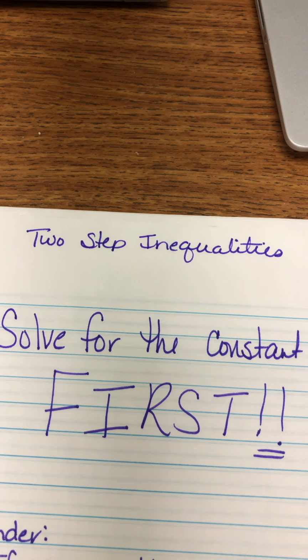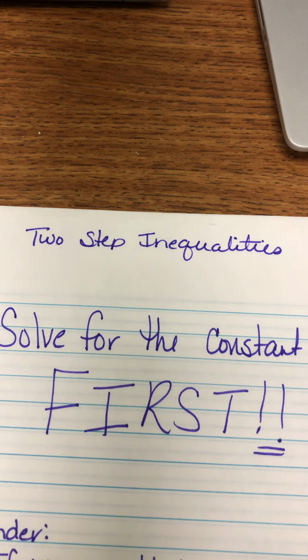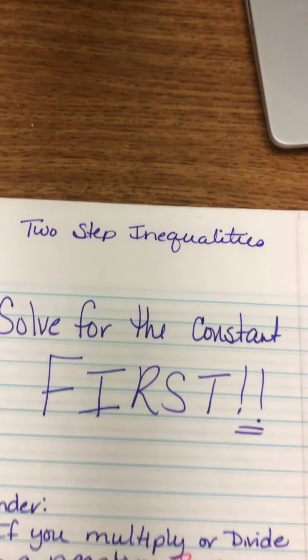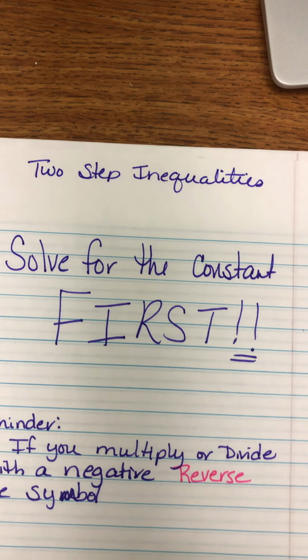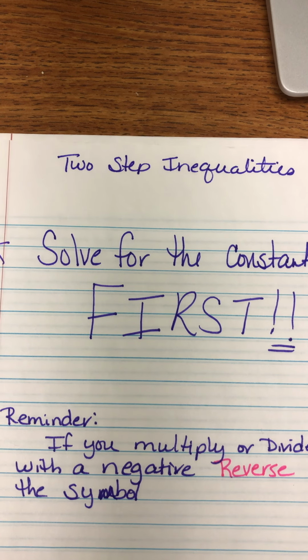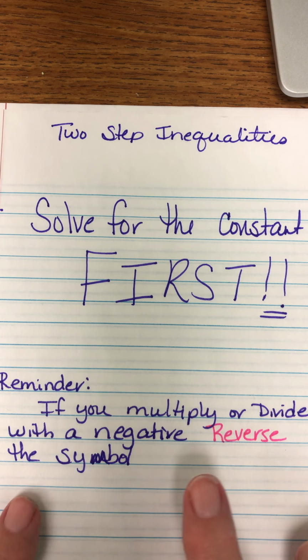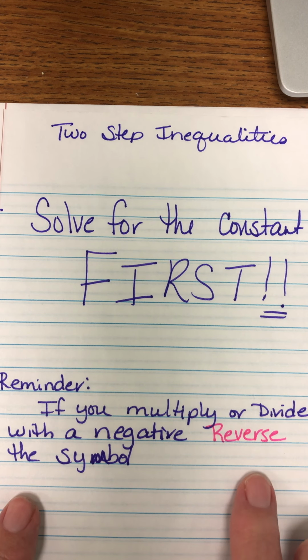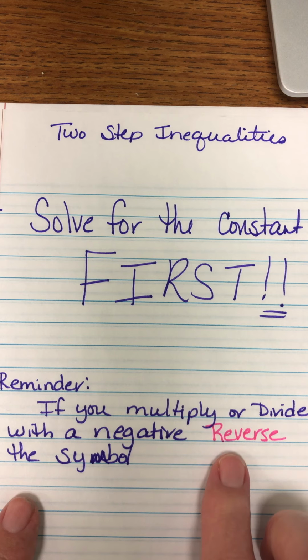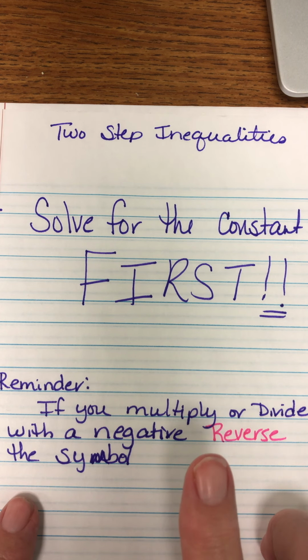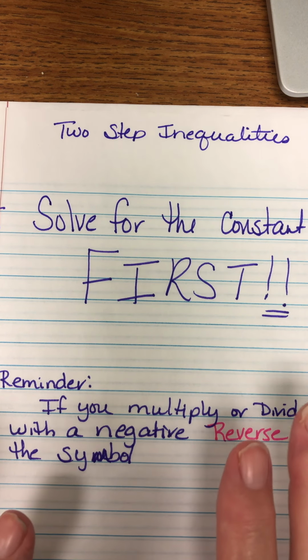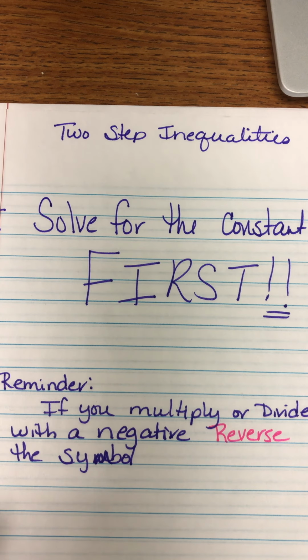So again, two-step inequalities. First thing you want to do, let me adjust my camera just a little bit. You want to solve for the constant. Remember that number that's all by himself? We got to get rid of him first. And then just a reminder that if you multiply or divide with a negative, you have to reverse the symbol. And that's usually the step that we forget. So we need to be very careful when we do that.